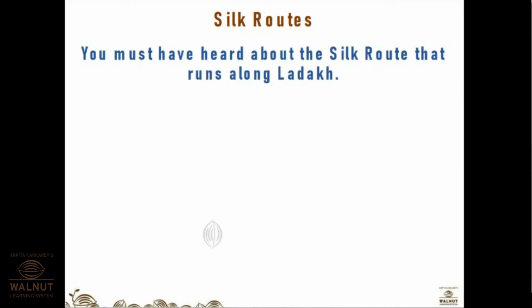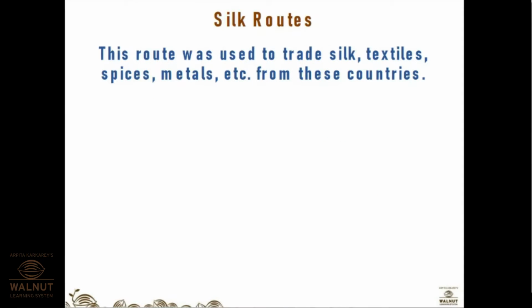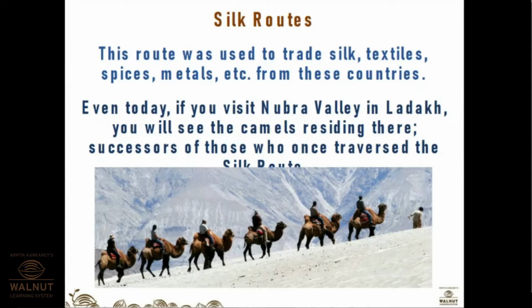Now we will see about the Silk Route. You must have heard about the Silk Route that runs along Ladakh. It connects Asia, India, Afghanistan, right up to Persia and Europe. This route was used to trade silk, textile, spices, metals, etc., from the Asian countries. Even today, if you visit Nubra Valley in Ladakh, you will see camels residing there, successors of those who once traveled the Silk Route. Even today you can see the camels there as residents, generation after generation. You can see the picture of the camels there.